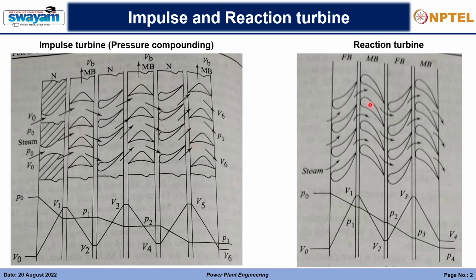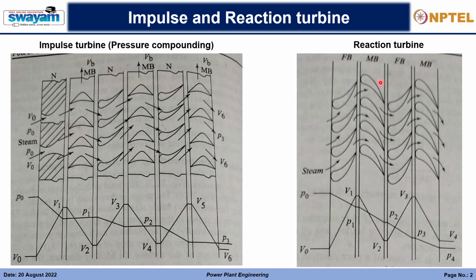Then we have the reaction turbine. The difference between a reaction turbine and an impulse turbine is that when the steam moves through the fixed blade, the pressure decreases, the steam expands, and accordingly the velocity increases. But in the moving blade, the pressure does not remain constant. It is also giving some reaction to the moving blade.